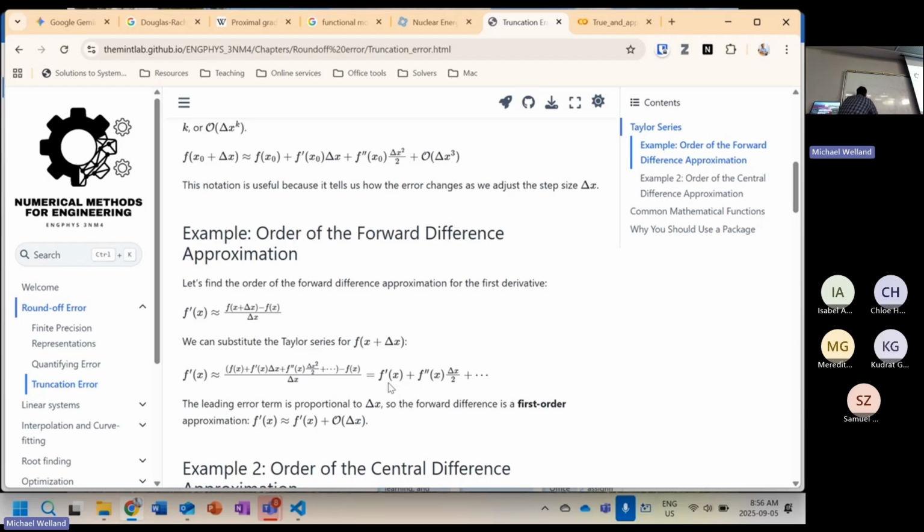So you've approximated this derivative as f of x plus delta x minus f of x, all over delta x, and this term cancels, so you've got order of delta x. Forget about all the constants in front. You've just got that order. That's what this is saying. Everybody with me?